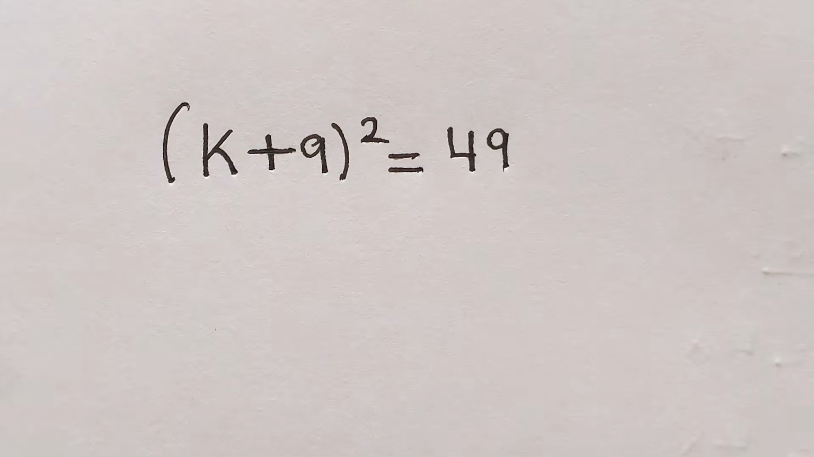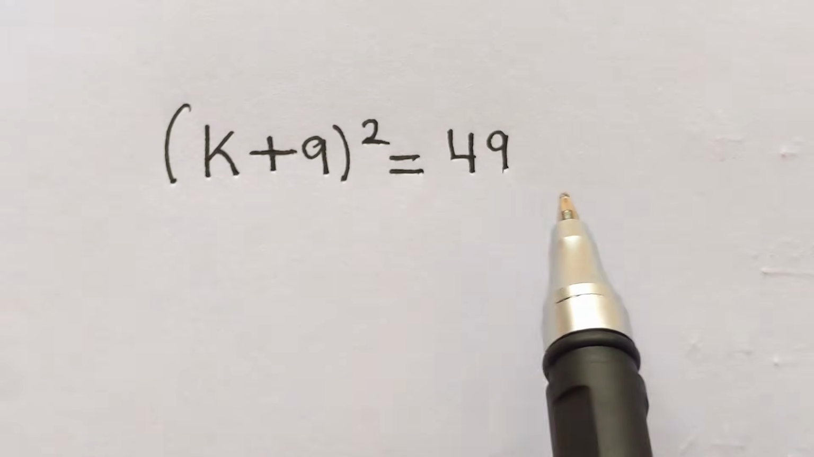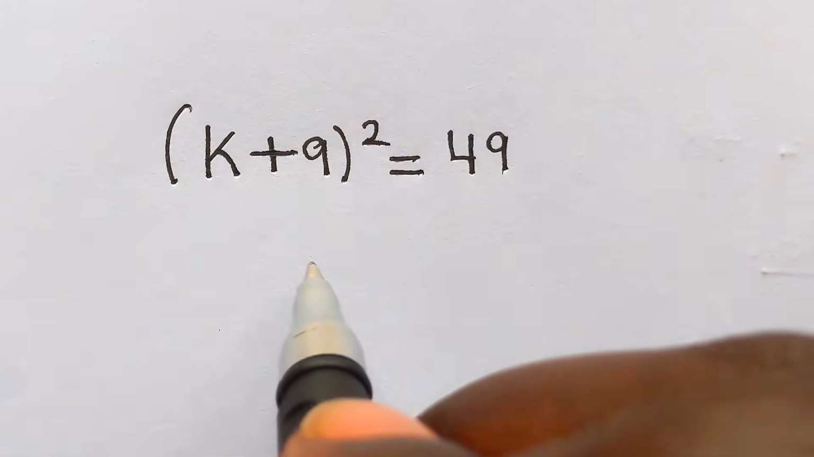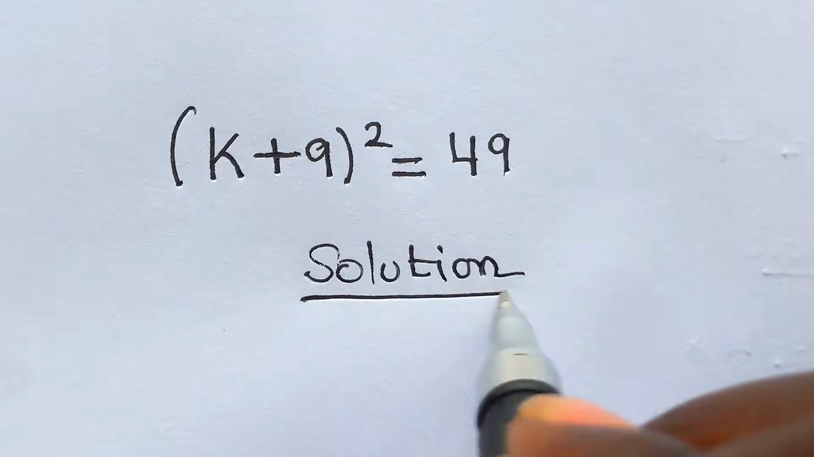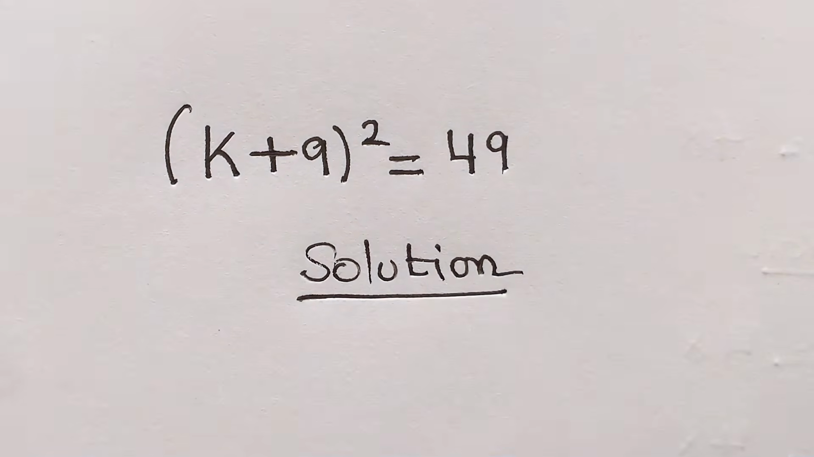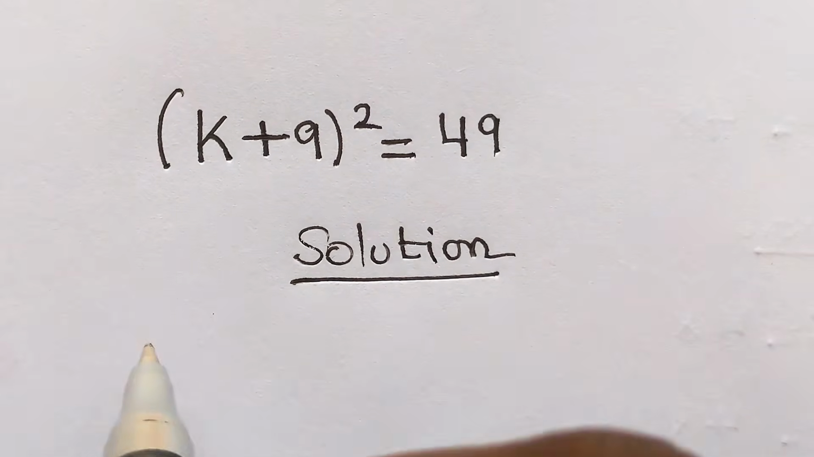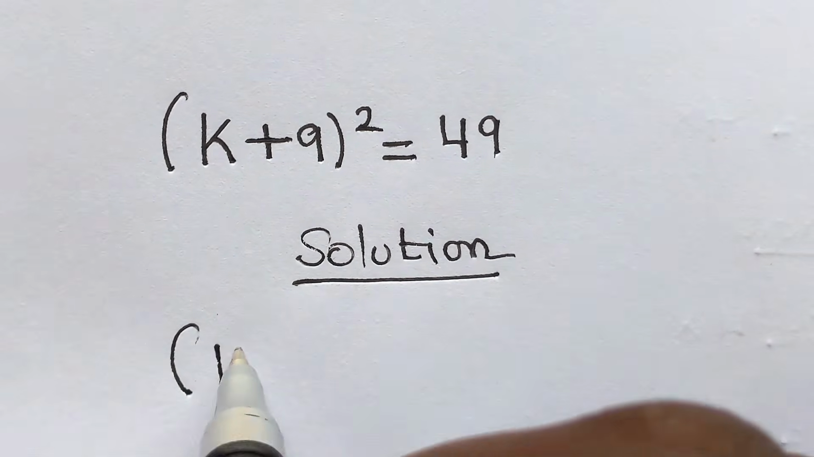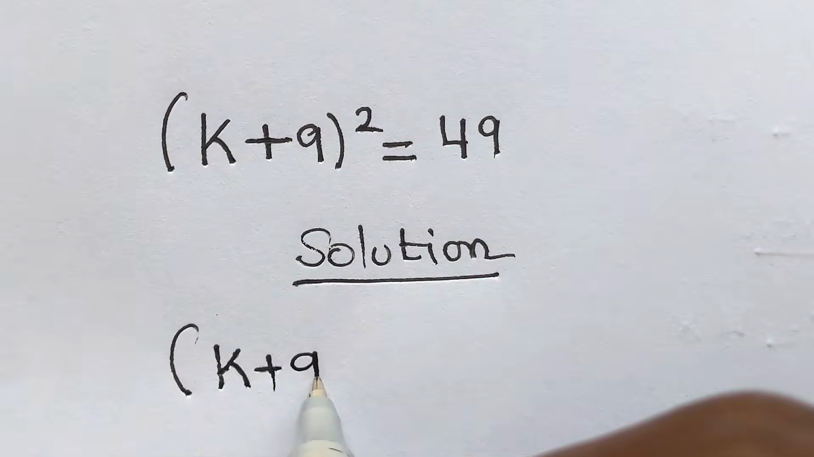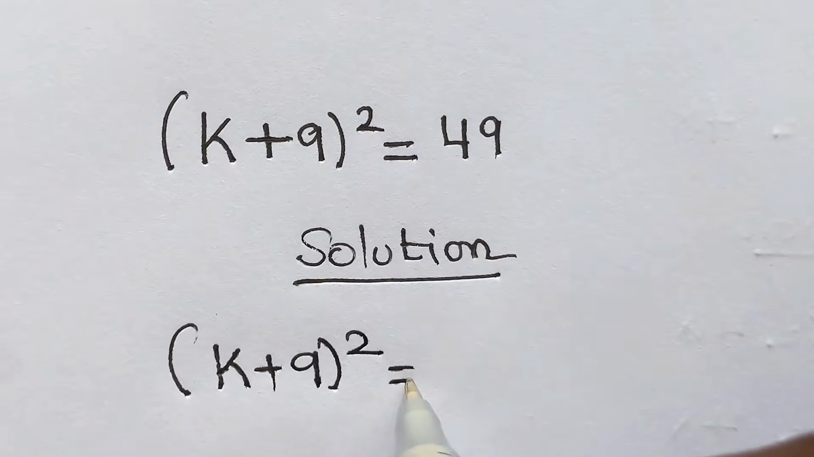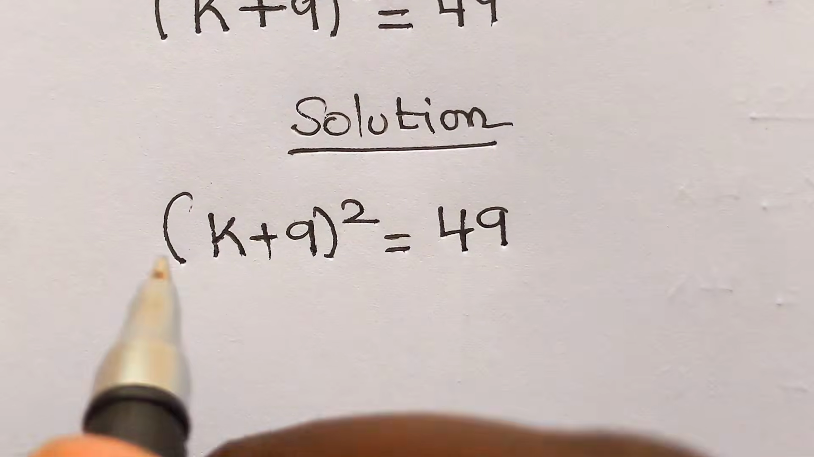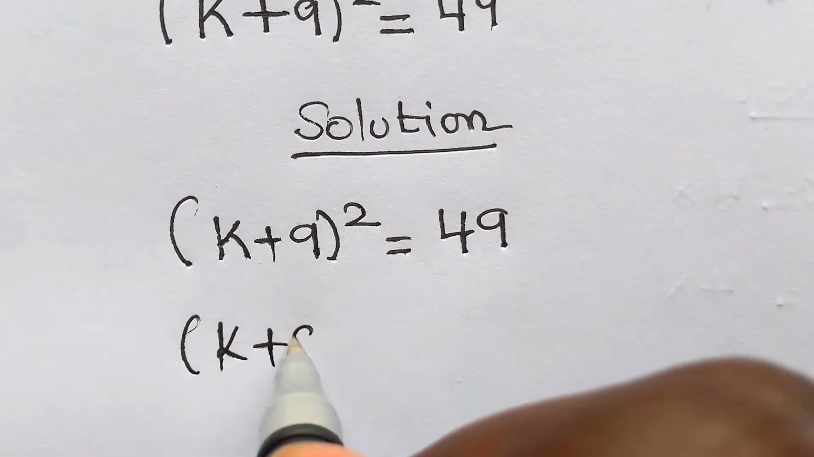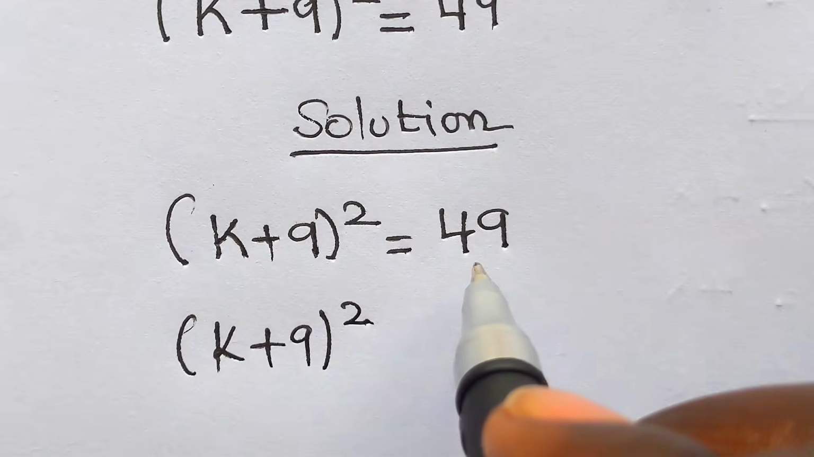And in today's video we have been given a question: (k + 9)² = 49. Let's provide a solution very quickly. The first thing here is to copy what we have. We have (k + 9)², which is equal to 49. Then we're going to move this one.